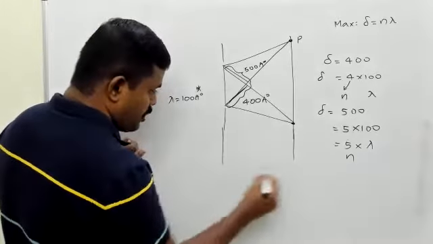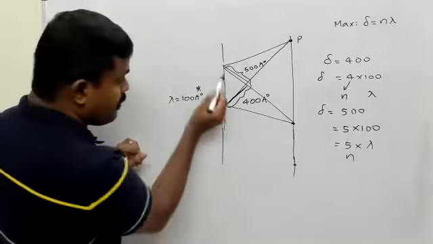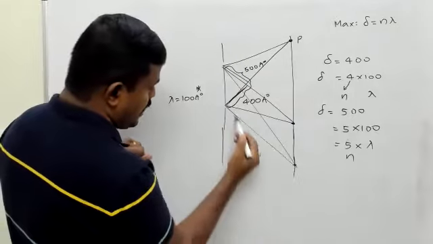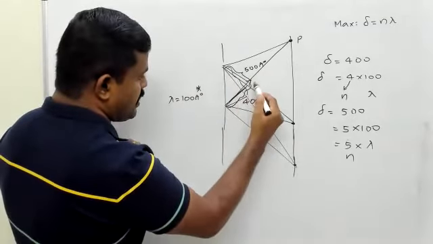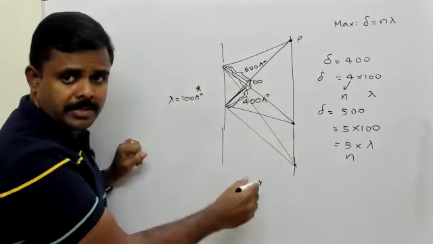I'm going to take another point over here. I draw one path here, a second path here, and the perpendicular. I get this as 700 angstrom. Can you tell me which band this is?